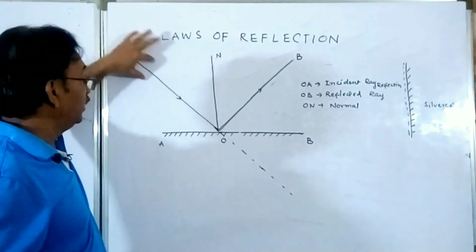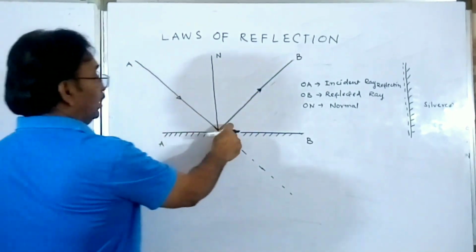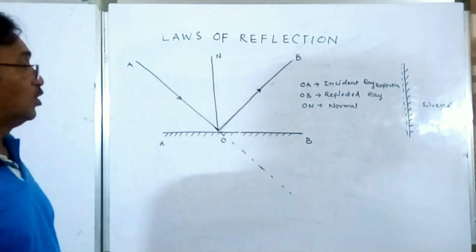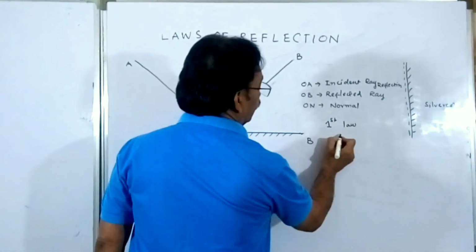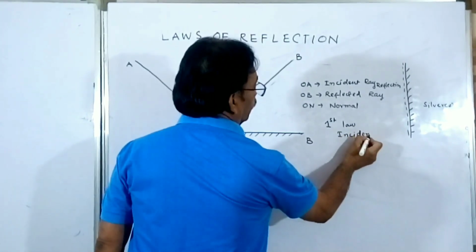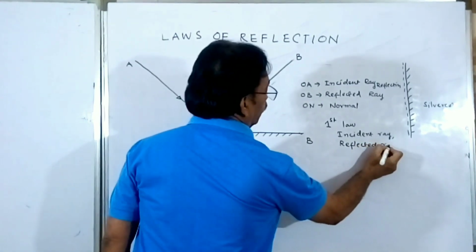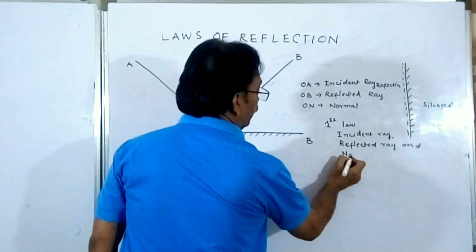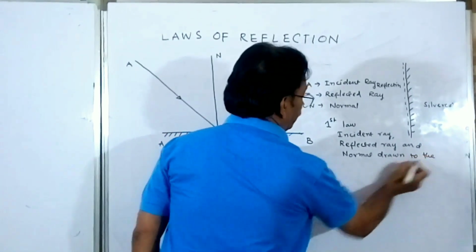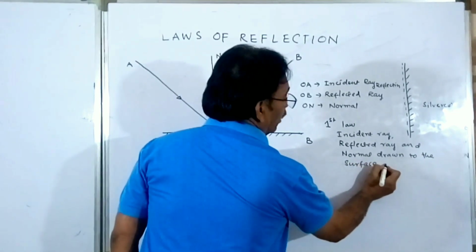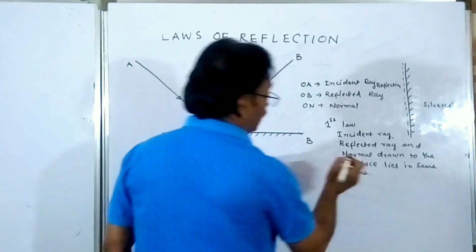Now we will define the first law of reflection. The incident ray, this one, the reflected ray, this one, I showed with the arrows. The incident ray, the reflected ray, and the normal drawn to the surface lie in the same plane. We call it the first law of reflection. What's the first law? Incident ray, reflected ray, and normal drawn to the surface lie in the same plane.